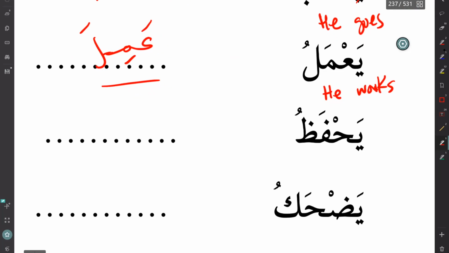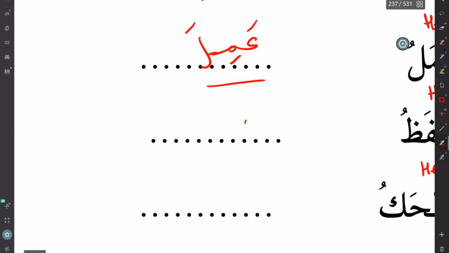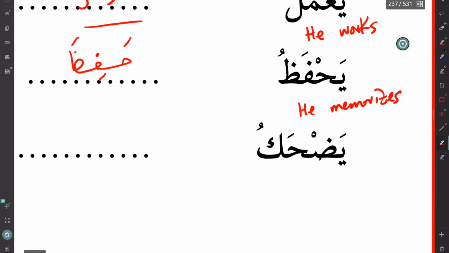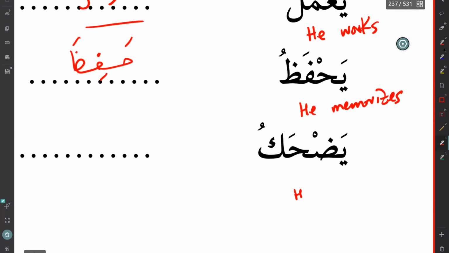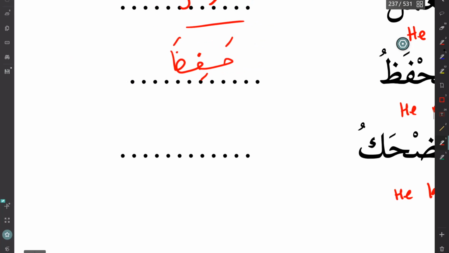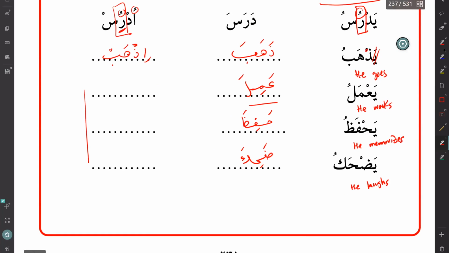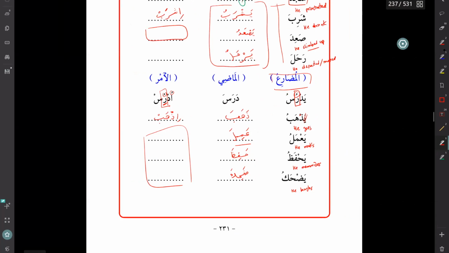And we have yahfadu. What is yahfadu? It means he memorizes, right? And the past tense is hafidha. Again, we have a kasra here. Hafidha. For this one, yadhaku, he laughs, and the past tense is dahika. Here, all of them have kasra in the middle letter. That means he laughed. And inshallah, you should be able to make the command verbs, right?